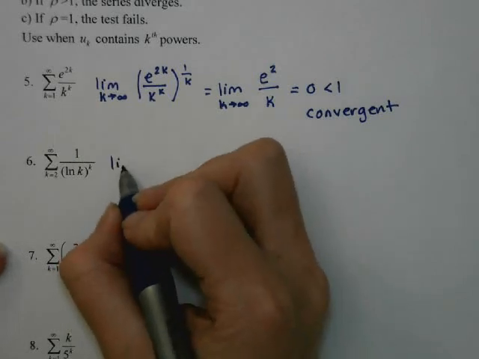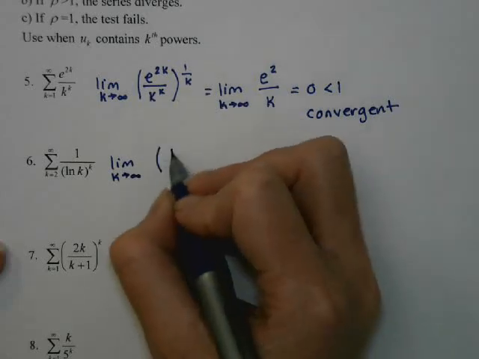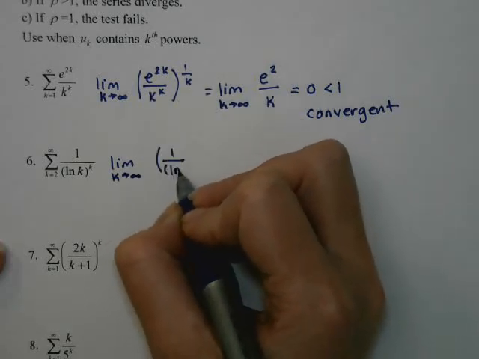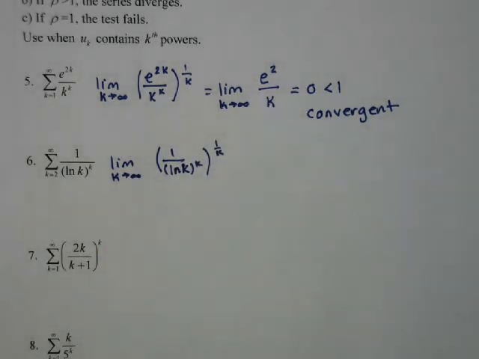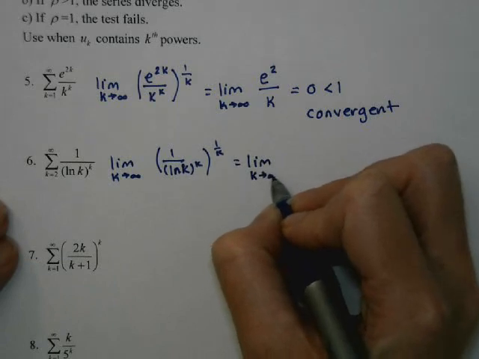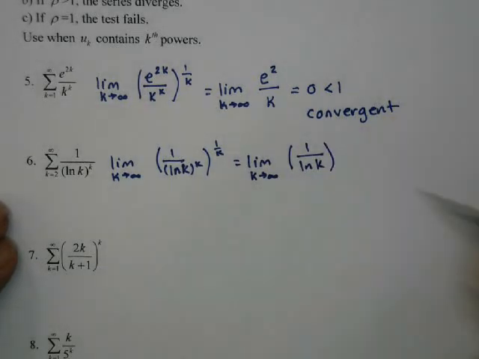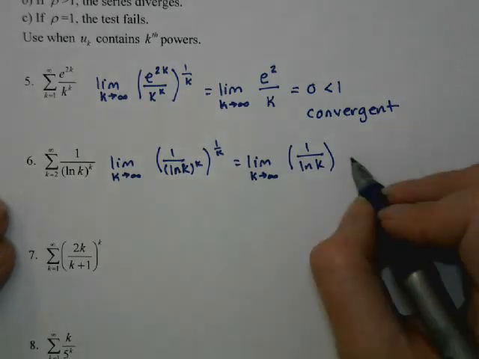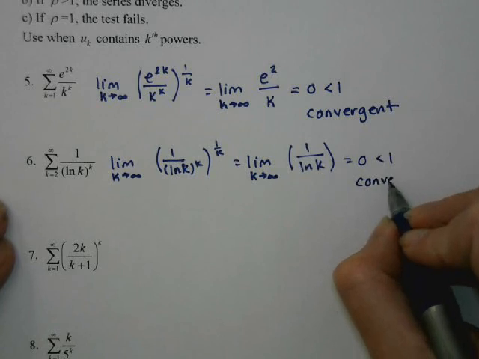Same thing here. Okay, I've got a kth power, so let's take a kth root. So we're just going to have 1 over the natural log of k. And as we go to infinity, that's 0, less than 1, convergent.